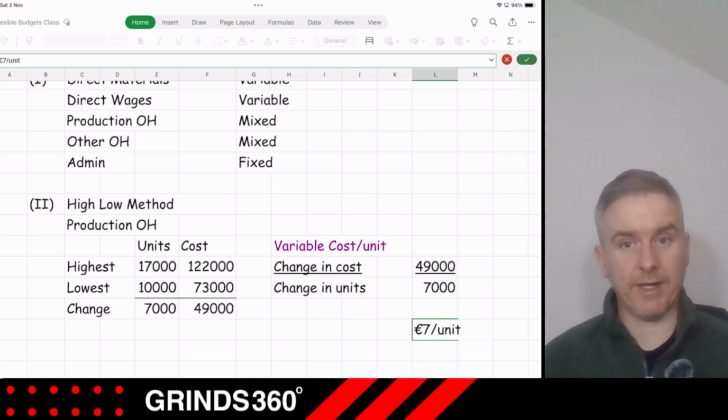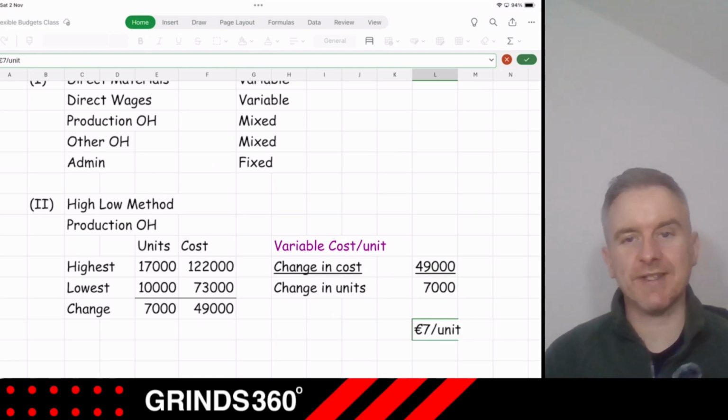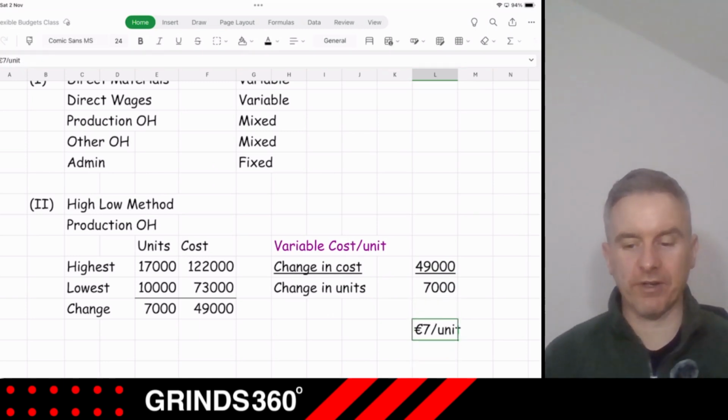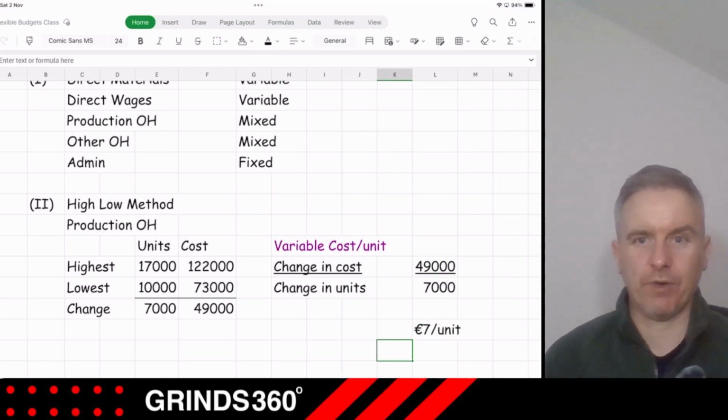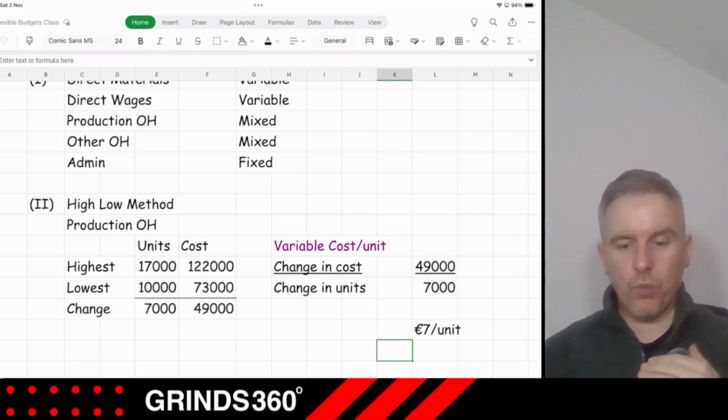Now you will do that on a calculator, okay? Make sure all of these simple calculations are done on a calculator. You don't want to throw away marks. So now we have our variable cost per unit, all right? So what we need to do now is figure out what the fixed part is.